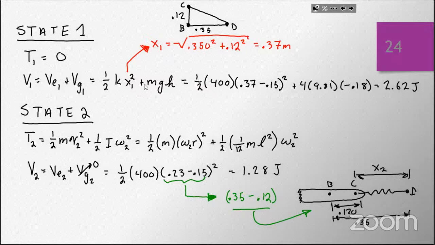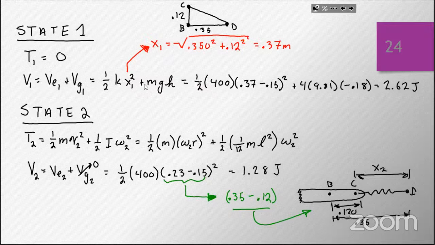Plus mgh, right? So plug in my things. I've got 1/2 times 400 times (0.37 minus 0.15). That gives me the total delta x, right? I square it, and I add 4 times 9.81 times negative 0.18 because I'm 180 millimeters below the datum. And I'll get 2.62 joules of energy in state 1.